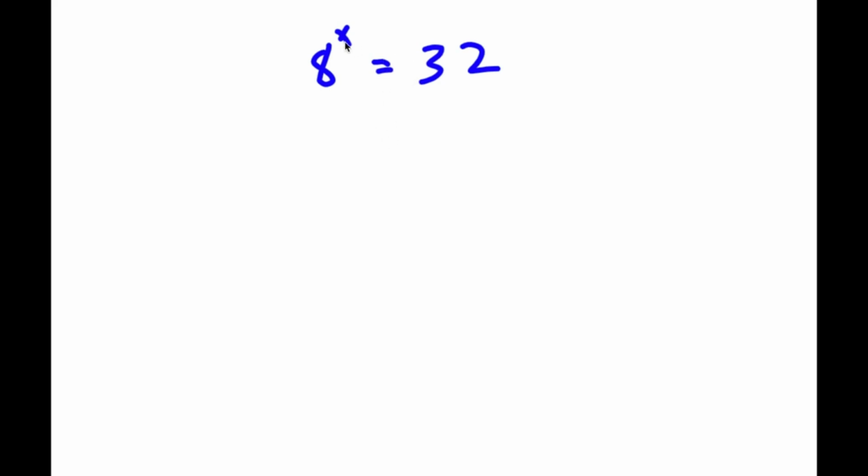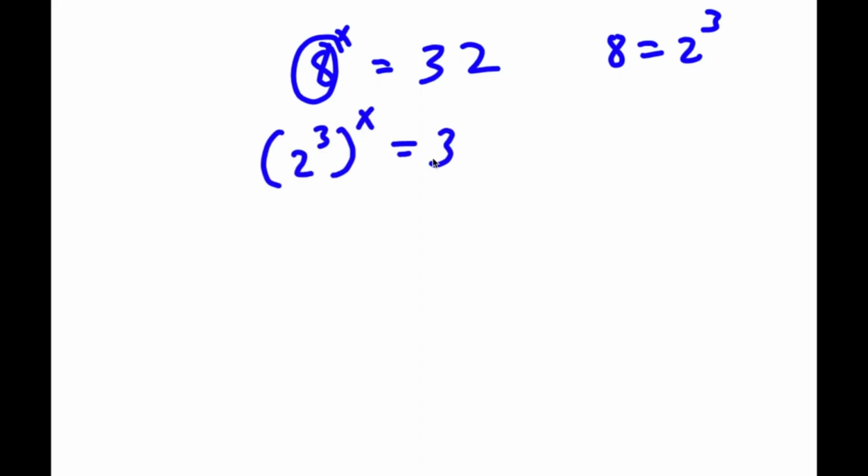Alright, so I'm assuming you guys tried to solve this problem. So what I'm first going to do is rewrite 8 as 2 to the power of 3, because 8 equals 2 to the power of 3. So now I have 2 to the power of 3 to the power of x is equal to 32.